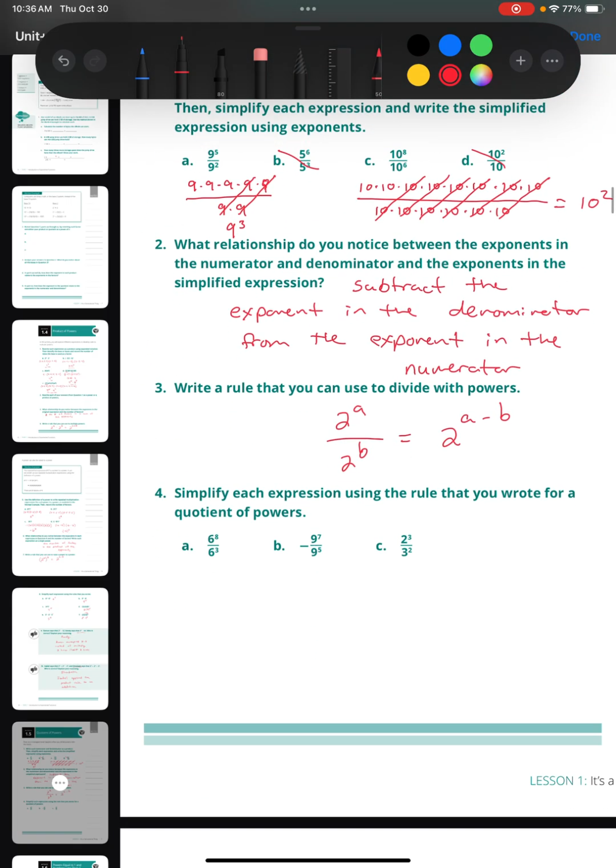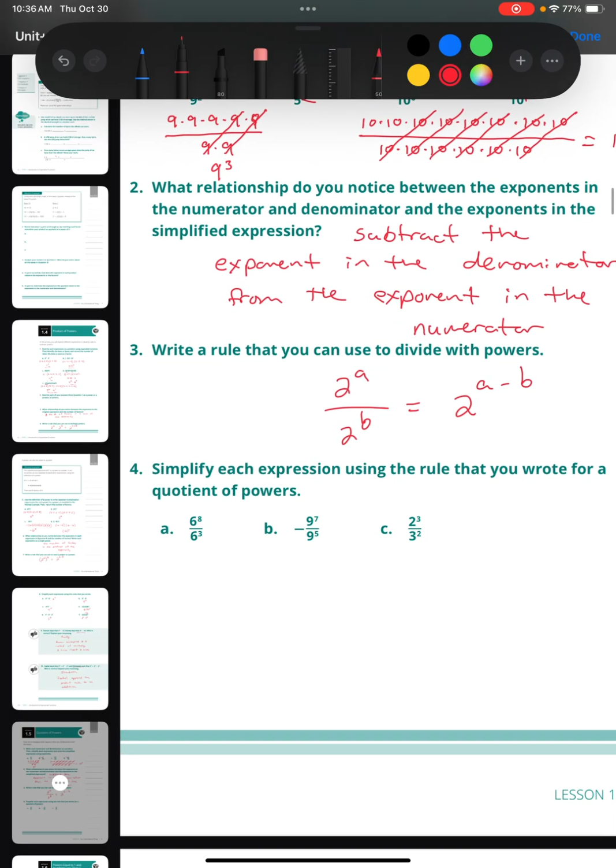So if we want to simplify these using that rule, for a, exponents are 8 and 3. The bases are the same as 6. 8 minus 3 would give us 5. Okay, for b, bases of 9, negative out front, it's like multiplying by -1. 7 minus 5 gives us 9 to the second power. And on C, what we need to notice, we cannot subtract those. We do not have bases that are the same. One base is a 2 and one base is a 3. So I'll make a note that bases are not the same. We cannot subtract those exponents simply because those bases are not the same.